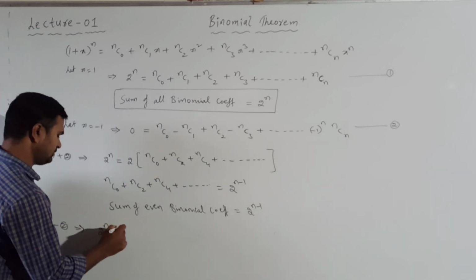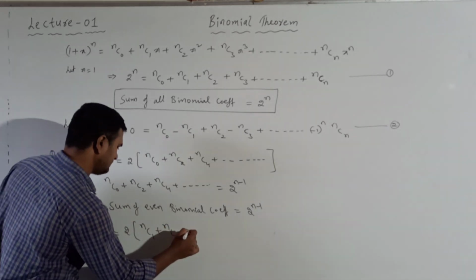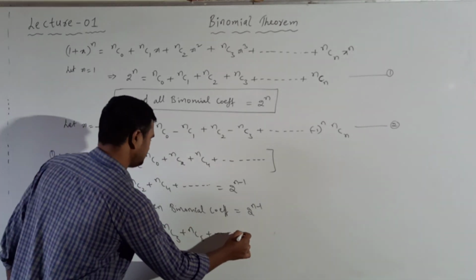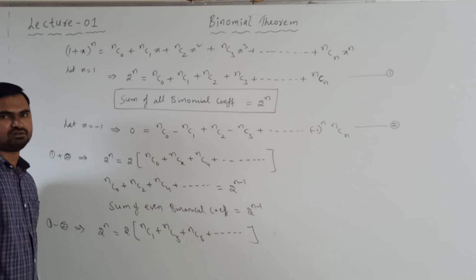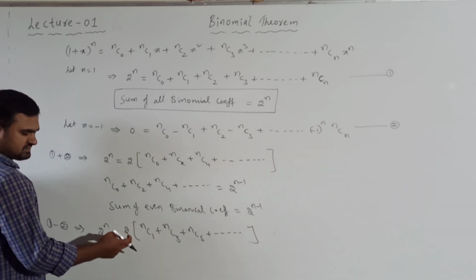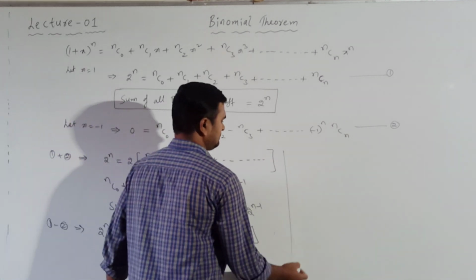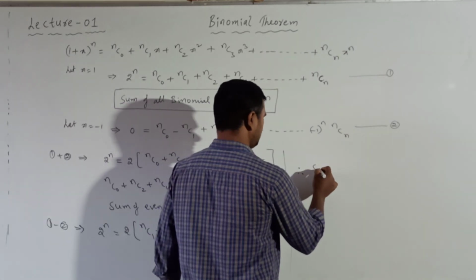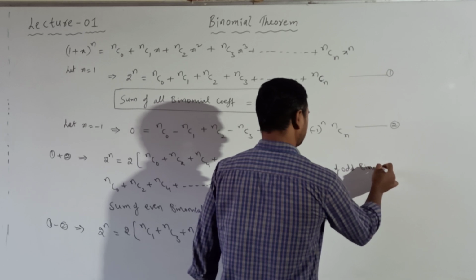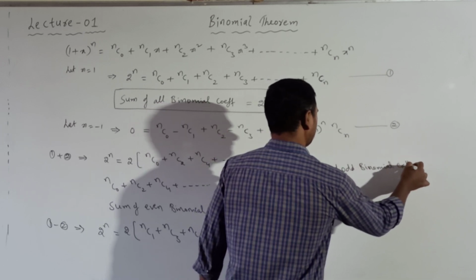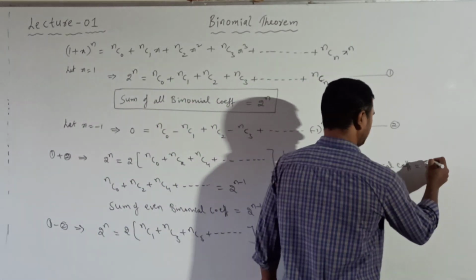They are the same as we get 2 times the odd coefficients nC1, nC3, nC5 and so on. So these are the sum of odd coefficients. And what is the sum of odd coefficients? It is again 2 power n divided by 2, that is 2 power n minus 1. So we can enter one more formula. Sum of odd binomial coefficients is also 2 power n minus 1.